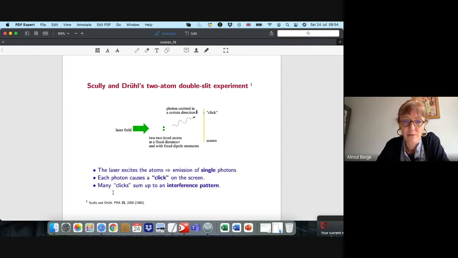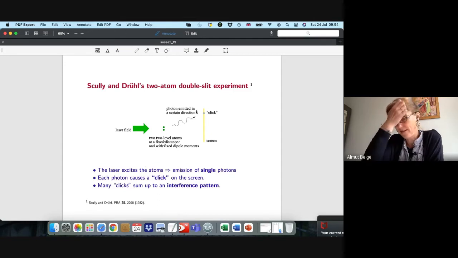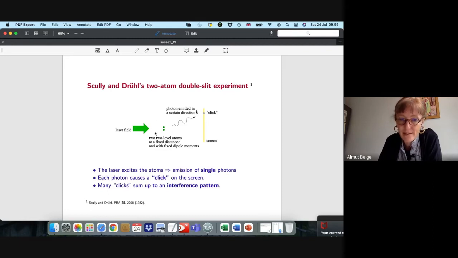And what Scully and Drühl predicted was that what we will see on the screen is actually an interference pattern of the light that is coming from both atoms. And that is puzzling, because if you think of atoms as something that emits photons spontaneously, then we wouldn't expect the interference. But like I said, these atoms don't emit light individually, but they emit light both together collectively. That's why we get an interference pattern on the screen.